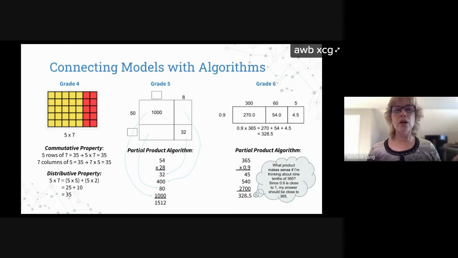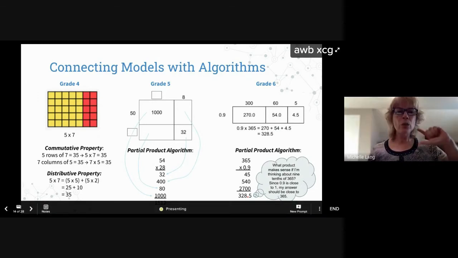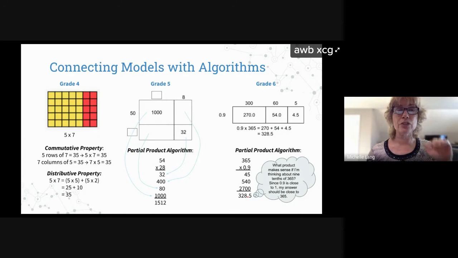So if you look at grade 4, I talked a little bit about this on the slide. We want to make connections for students between that visual and some of the properties of multiplication. So the commutative property, we know that 5 rows of 7 is the same as 7 columns of 5. The distributive property, where we distribute the 7 across 5 and 2, so we break up our 7. We can see that, and so helping students to see that connection. In grade 5, the partial product algorithm is a really efficient and effective algorithm and can be the end goal.